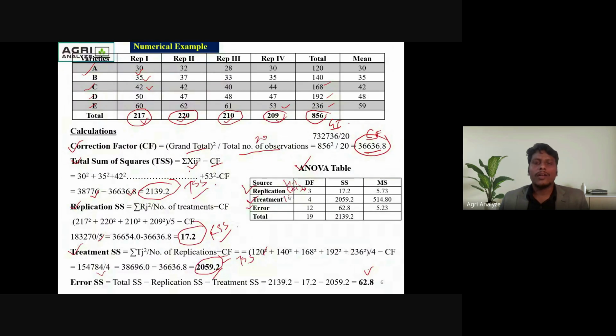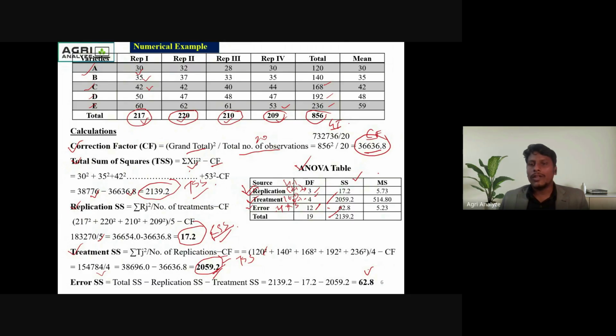And for treatment, T minus 1. There are 5 treatments, so 5 minus 1 is equal to 4. And error is 4 into R minus 1, so 4 into 3 is 12. This is the degree of freedom. Then the sum of square. Here just put the replication sum of square 17.2, and the treatment sum of square 2059.2. And the error value is 62.8.